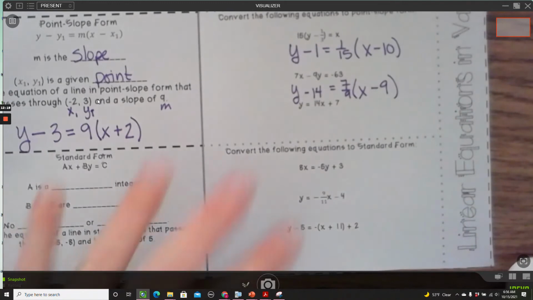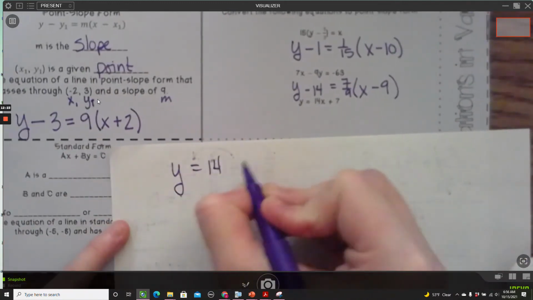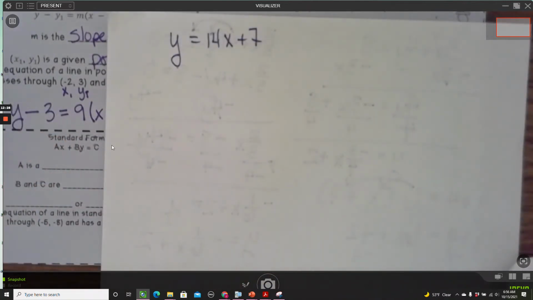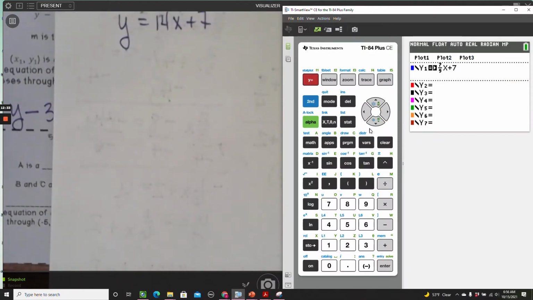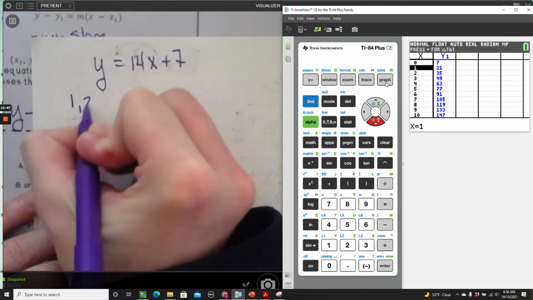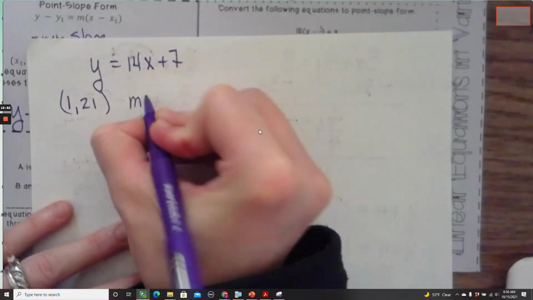And then one last one here that's written in slope-intercept form, y equals 14x plus 7. So this one, all I need to do is find a point. I can go to y equals 14x plus 7, second table, because I already have the slope. Let's see, let's get a little bit smaller numbers here. Let's use that one, 1, 21. And then I know my slope is 14.